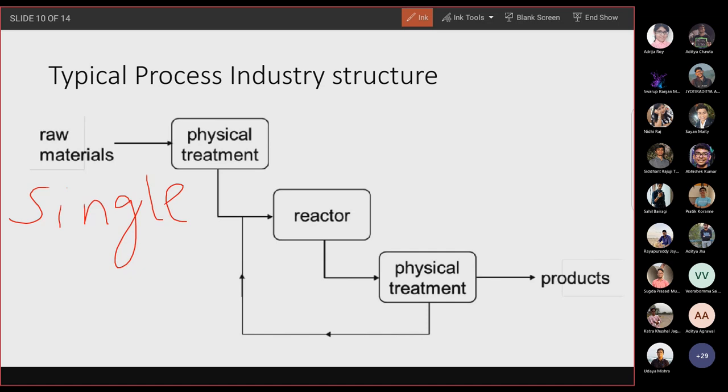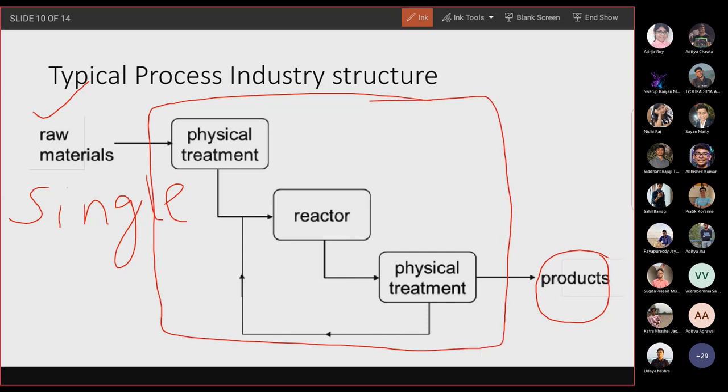Even after the reactor, whatever products are produced in the reactor are also not pure components. We will see these examples later. Whatever products come from the reactor are also a mixture of components. So we need to separate them into individual components. Again, we need to do the physical treatment. After the physical treatment, we get the products. So these are the natural resources, and these are the products which I showed in the previous slide. And this is what happens in the chemical process industries.